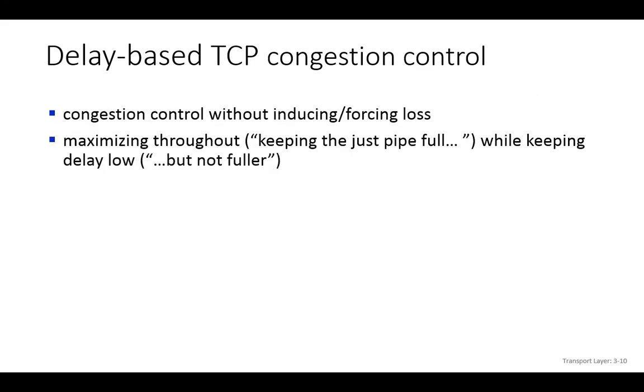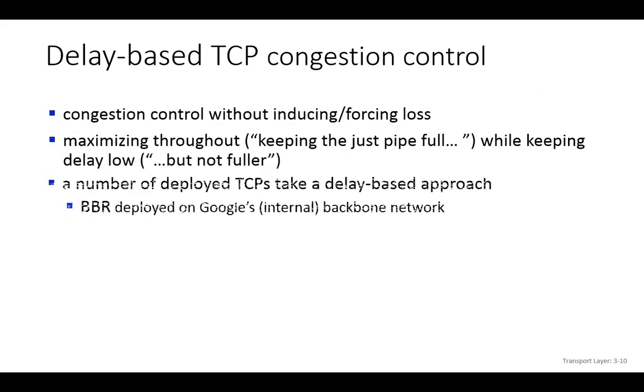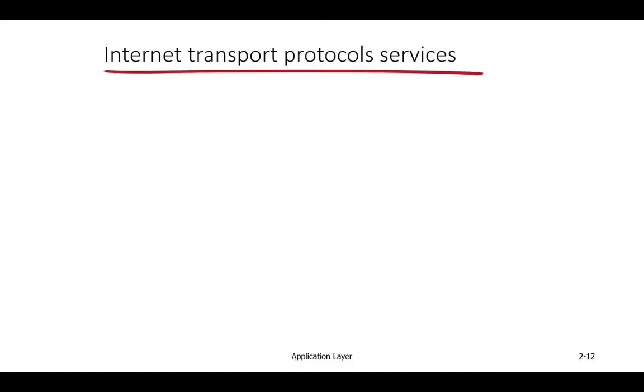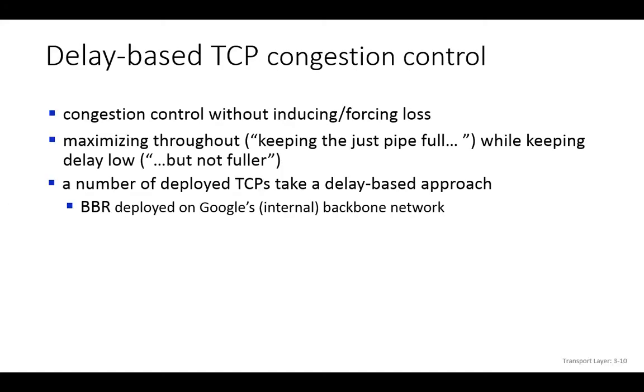The delay based congestion control basically works without inducing packet loss. It takes prior actions to avoid the congestion. So it is used to avoid congestion. It is also deployed by a number of approaches. For example, BBR is deployed on Google internal backbone networks, so they are using delay based TCP congestion control.